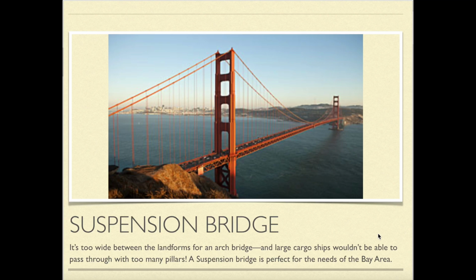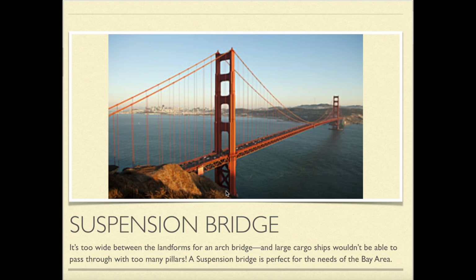Now, why did the engineers of this bridge have to switch up previous designs that we've already seen? Well, for the purposes of the Bay Area, we could not use a pillar bridge and we couldn't use an arch bridge. We couldn't use a pillar bridge because lots and lots of large cargo ships pass through the bay and go through this body of water. And if we had a bunch of pillars holding up the bridge, then these large cargo ships wouldn't be able to pass through anymore. So we couldn't have that.